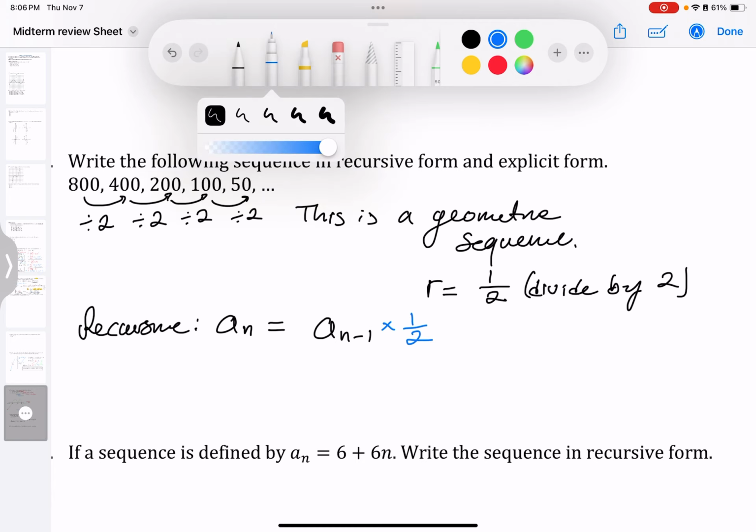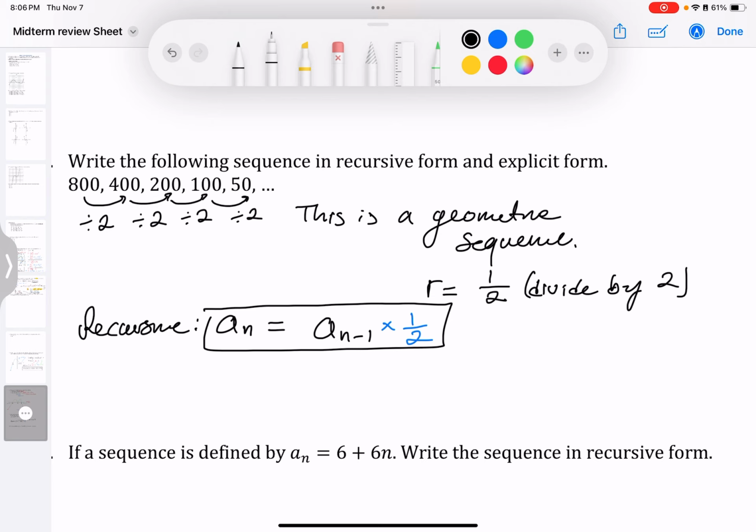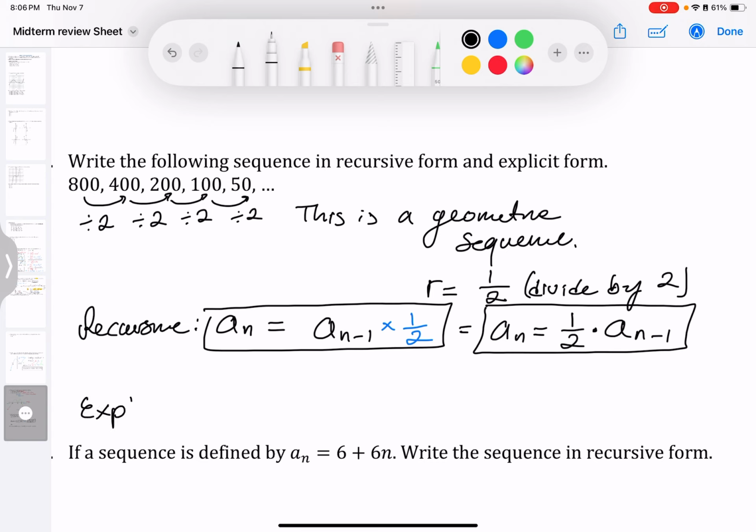So there is your sequence in recursive form. We can also say, in this case, that a sub n equals 1/2 of the previous term. To find the next term, it is half of the previous term. For the explicit form, because this is geometric, we're going to use the explicit formula. A sub n equals the value of your first term.